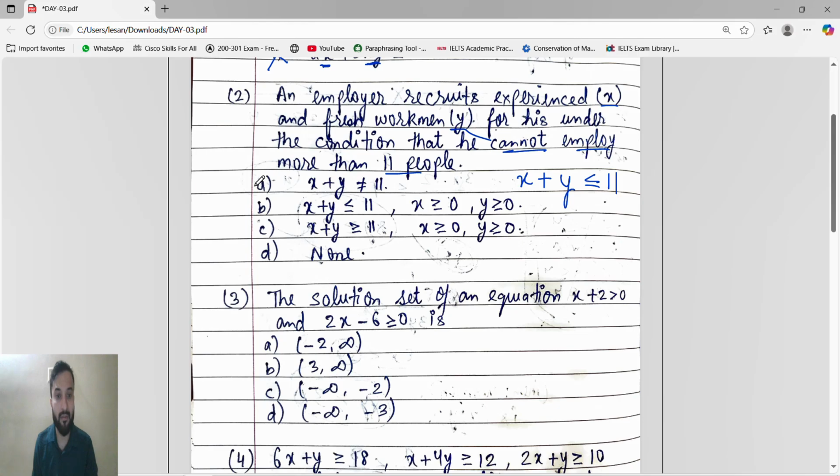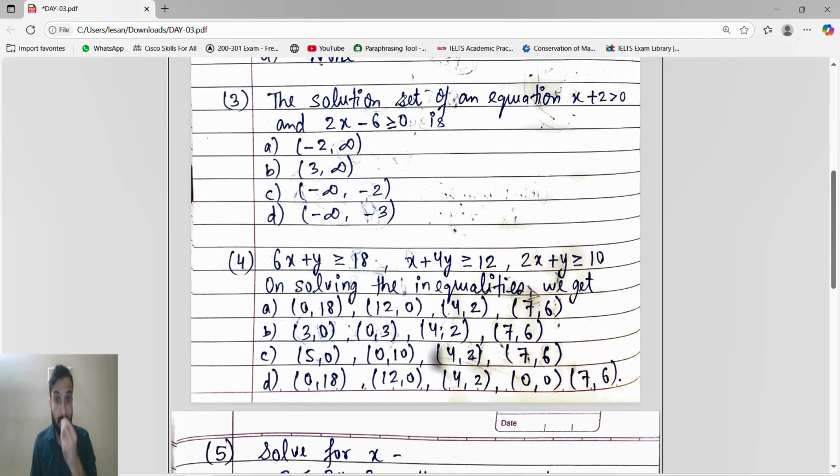See, this one is not valid. Why? Because we want x greater than 0 and y greater than 0 to be there, then only the equation is proper. In this one we don't have x plus y less than or equal to 11. Here x plus y is greater than 11, meaning x plus y is more than 11, which is not possible. It cannot be more than 11. So that is the answer.